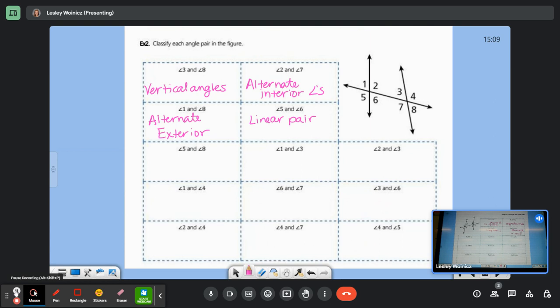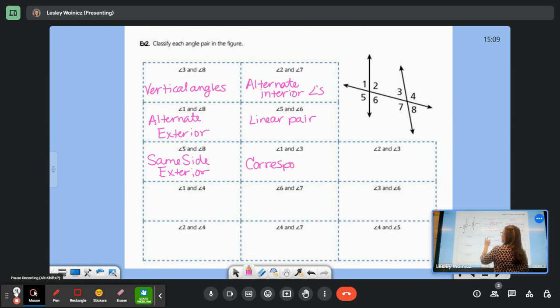All right, 5 and 8. Same side exterior. Good. Okay, 1 and 3. Same side. No, it's corresponding. Good. All right, 2 and 3. Those are linear. No, wait, I was looking at the wrong one. Same side interior.